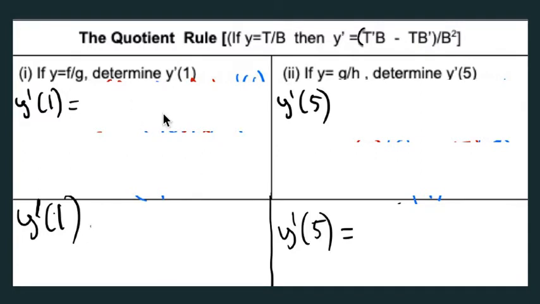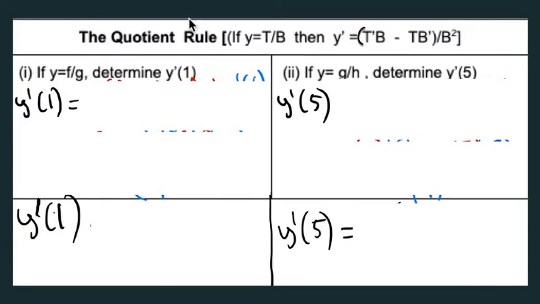So let's go through this. We're going to be working with the quotient rule on these two examples. Remember that it's top divided by bottom, and our derivative rule is top prime bottom minus top bottom prime, divided by the bottom squared. When it says top, really what it means is the y value of the top. In this case, the derivative of the top, so the y value.